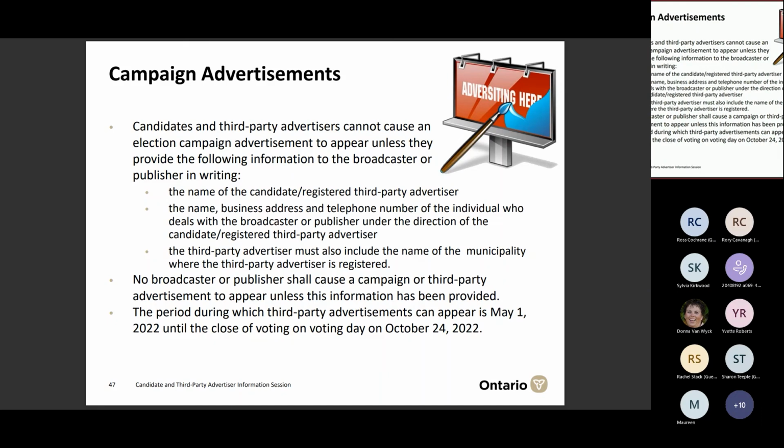So the period for third-party advertisement, as shown on the slide, is the period when the rules for third-party advertisers apply. So in 2022, that's from May 1st until the close of voting at 8 p.m. on October 24th, 2022. Third-party advertisers and candidates are required to identify themselves on signs and advertisements. Next slide, please.